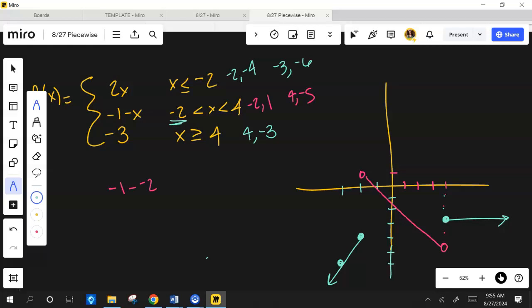Because whenever they've got 2 endpoints like this, you just do the 2 endpoints and connect them. It doesn't go on forever. It's just between those 2 values.